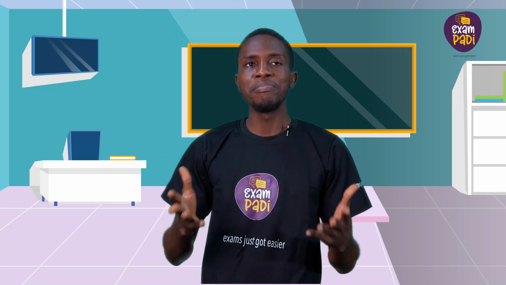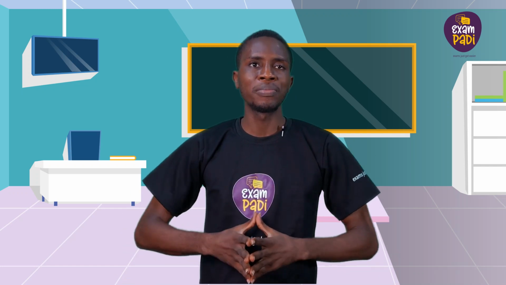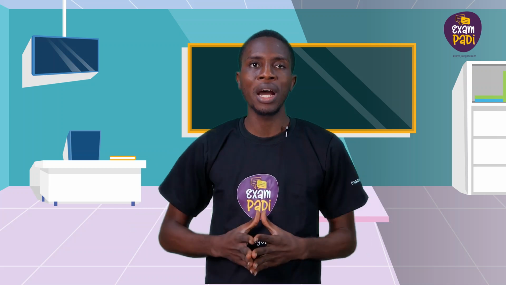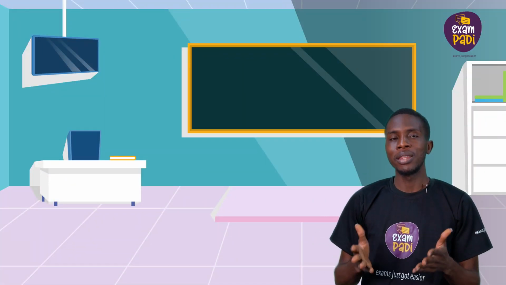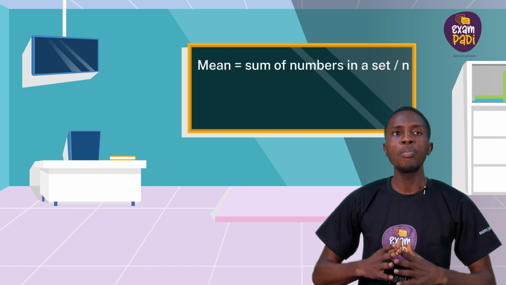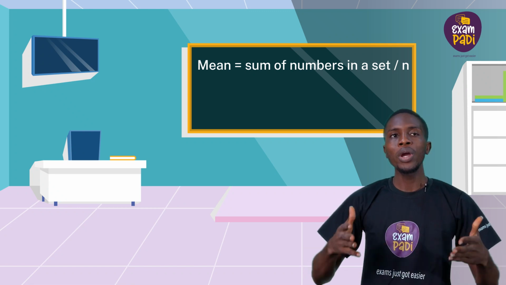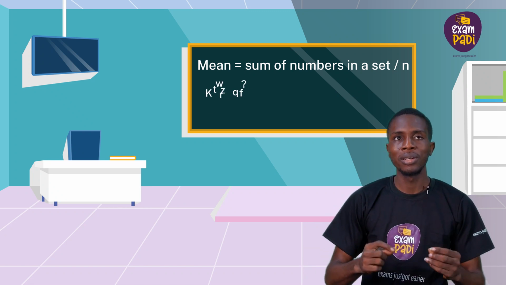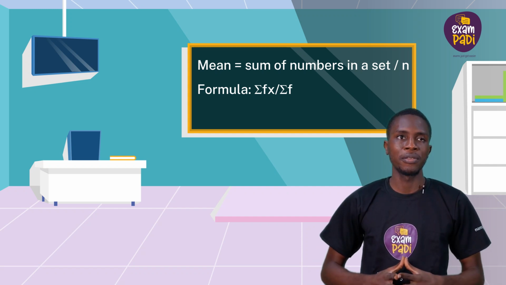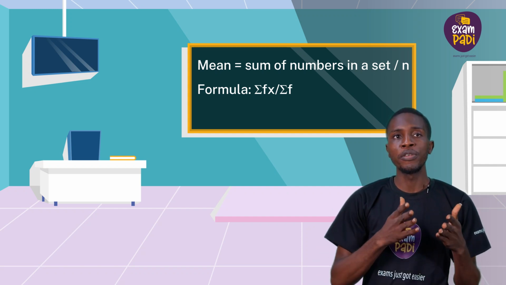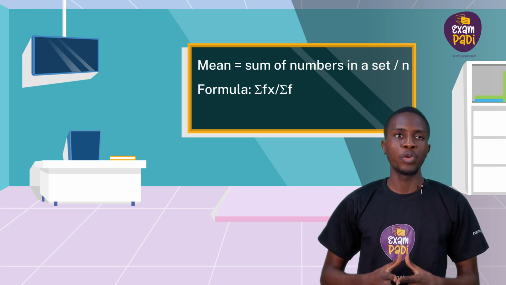How do we determine the mean of a given set of data? The mean, sometimes called the arithmetic mean, is the most common average. If there are n numbers in a set, then mean equals sum of numbers in a set divided by n. When the set of data is tabulated, we use the formula summation fx over summation f. That is, the summation of the frequency and the numbers divided by the summation of the frequency.